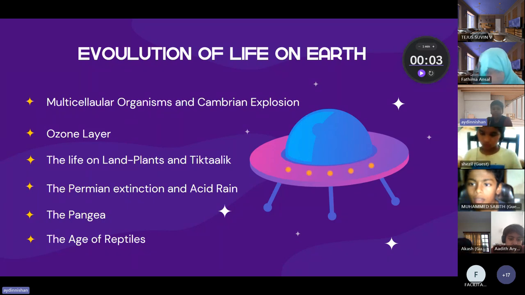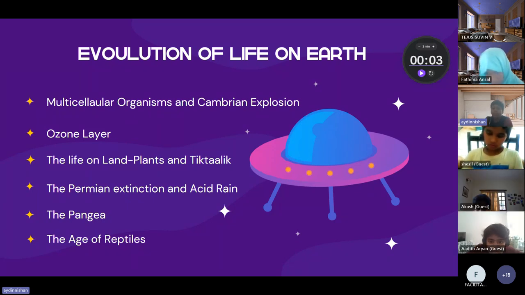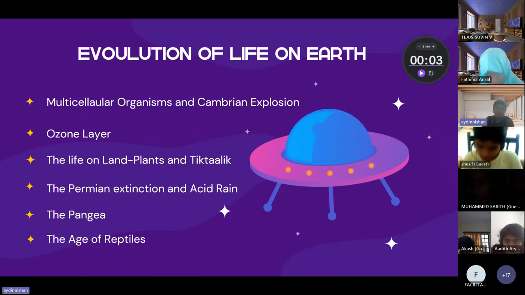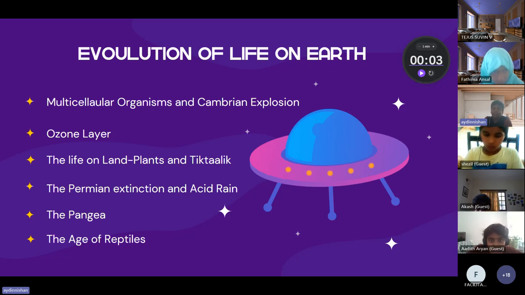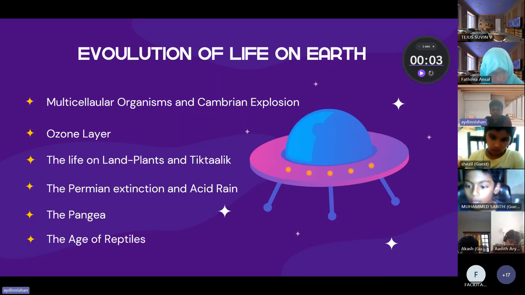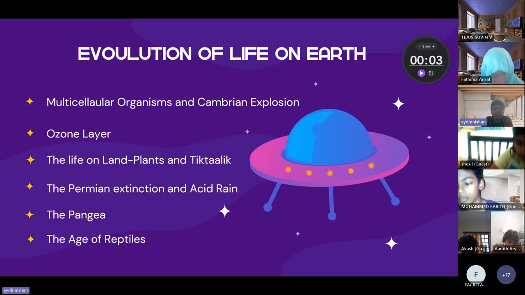Trilobites were a diverse group of arthropods that were the dominant marine animals of the Cambrian period. They had a hard exoskeleton and segmented bodies, and they came in a wide variety of shapes and sizes. Next is brachiopods. Brachiopods are marine animals that have a shell made up of two valves. They are filter feeders and are still found in the oceans today.